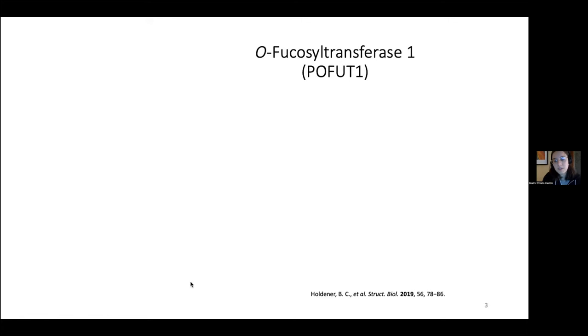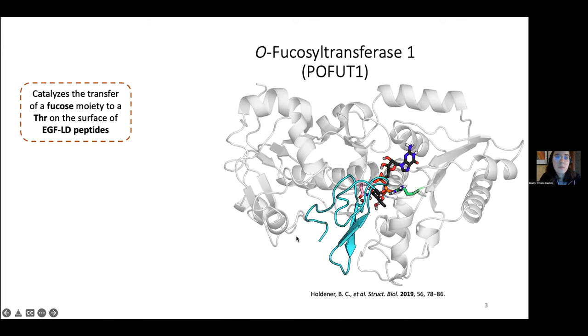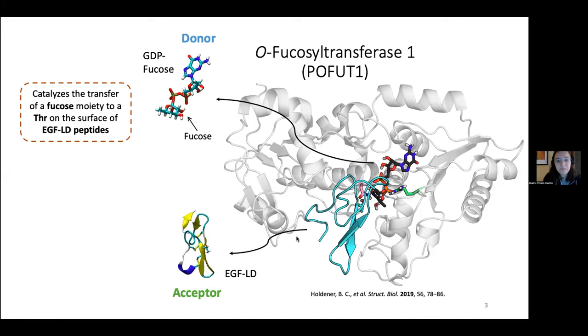Now I want to introduce the main topic, which is the enzyme protein O-fucosyltransferase 1 or POFUT1, which we can see here in gray. POFUT1 catalyzes the reaction between a donor, which in this case is GDP-fucose, the fucose is the sugar, and an acceptor, which are a class of small peptides called epidermal growth factor-like domains.